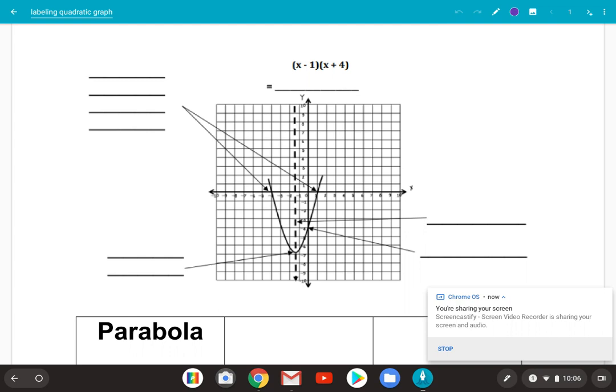Today we're going to be going over labeling a quadratic graph. So here's your quadratic graph. A quadratic is always going to be a parabola. So it's always going to be this U shape.